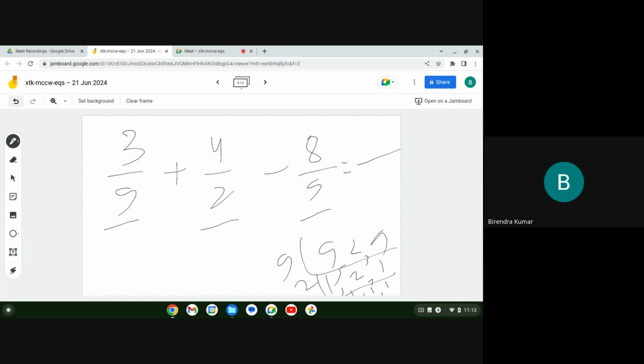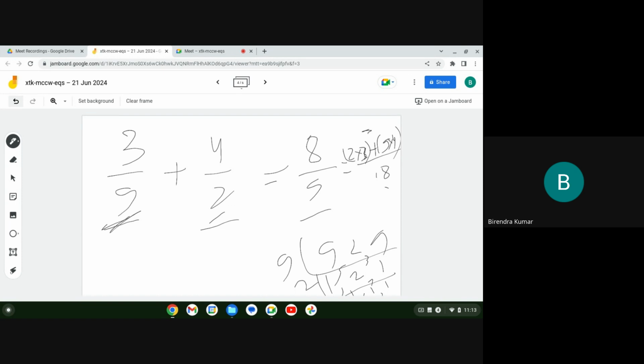And then I'll do the same thing. My LCM is 18. First one, 9 2s are 18, so 2 into 3. Then I have a plus sign. I'll write a plus. Then 2 9s are 18, so 9. What is my numerator? 4. Then comes the third thing. Here it's a minus, so I'll put a minus.